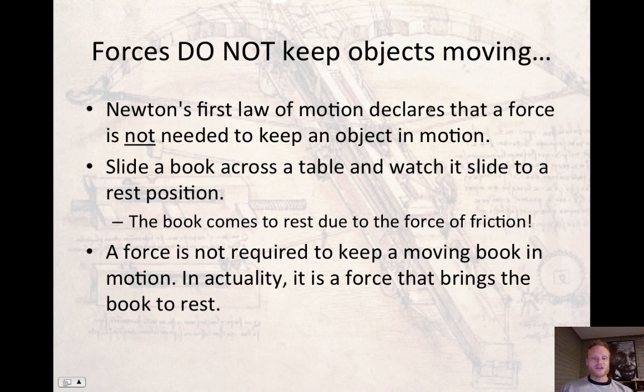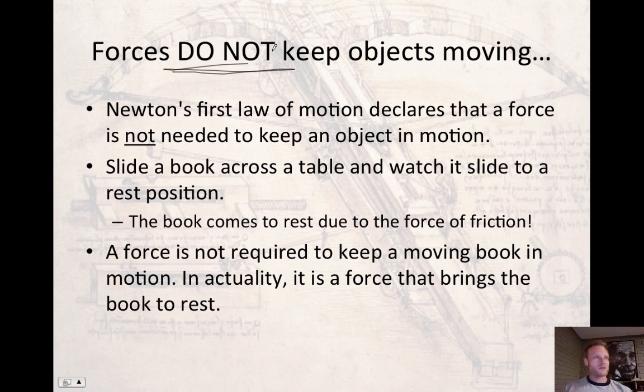Now, this is a huge misconception, okay, and it's something that I too struggle with. It basically means forces do not keep objects moving. Okay? And take a second to think about what that's saying. A force is not necessary to keep an object moving.